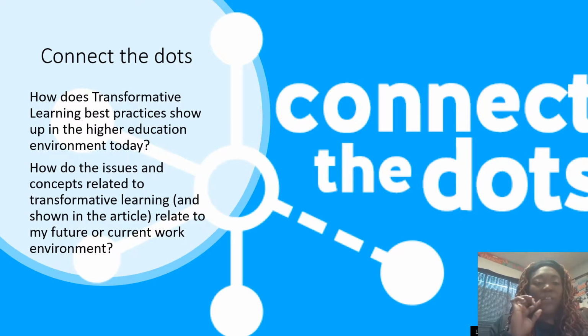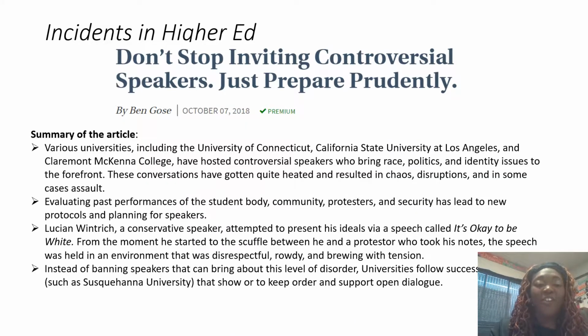Okay, so the questions that we're dealing with are: how do transformative learning best practices show up in higher education today? We're going to look at that article to figure that out. And how do concepts and issues related to transformative learning relate to my future and current work environment? The article that I chose was called Don't Stop Inviting Controversial Speakers, Just Prepare Prudently. This is from the Chronicle of Higher Education.